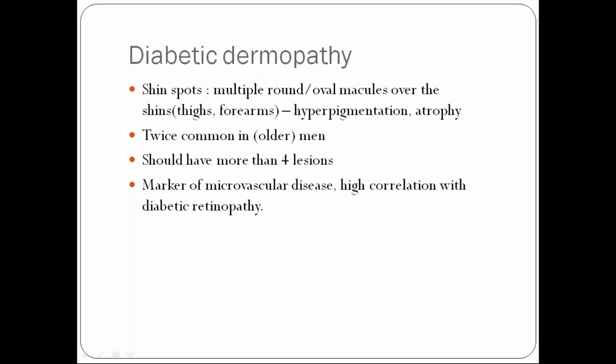So coming to diabetic dermatopathy. Here on the shins of these patients, you will see multiple round or oval macules over the shins, thighs and forearms, and hyperpigmentation, atrophy. These are also seen. They are more common in older men. And usually, to term this as dermatopathy, there should be more than four lesions. This is a marker of microvascular disease, and there is also a high correlation with diabetic retinopathy. So if you say diabetic dermatopathy, then definitely retinal examination is important.